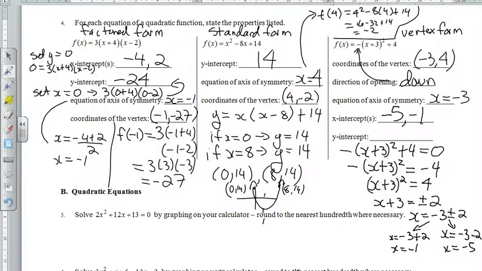Yeah. Y-intercept, how do we get the y-intercept? What do we set to what? x to 0. Yeah. So, -5. Got the negative. The negative is outside the squared. It's the negative of 3 squared. So it's -9 plus 4. Okay?